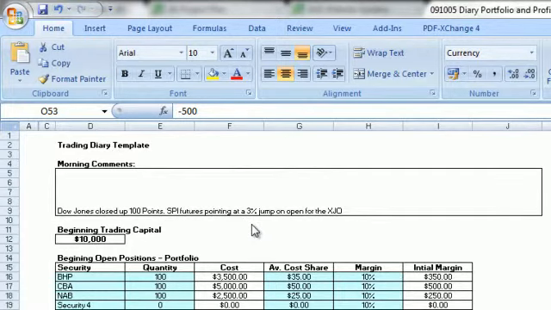You might mention what gold and oil's doing, Asia, Europe, just depending on what stocks you're focusing on trading, or what positions you're focusing on trading. My beginning capital, or the capital to begin with, I've just put 10,000 there, obviously quite generic.